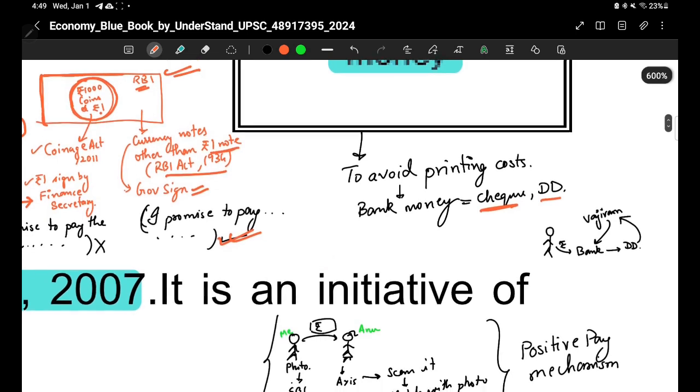How does the demand draft work? Let's say a person wants to take admission in Vajiram, so he deposits the required amount in the bank, and the bank will give him a DD, demand draft. That demand draft he will give to Vajiram. Vajiram will take that demand draft to the bank and retrieve the money. This is how demand draft works. The person is already depositing the money beforehand.